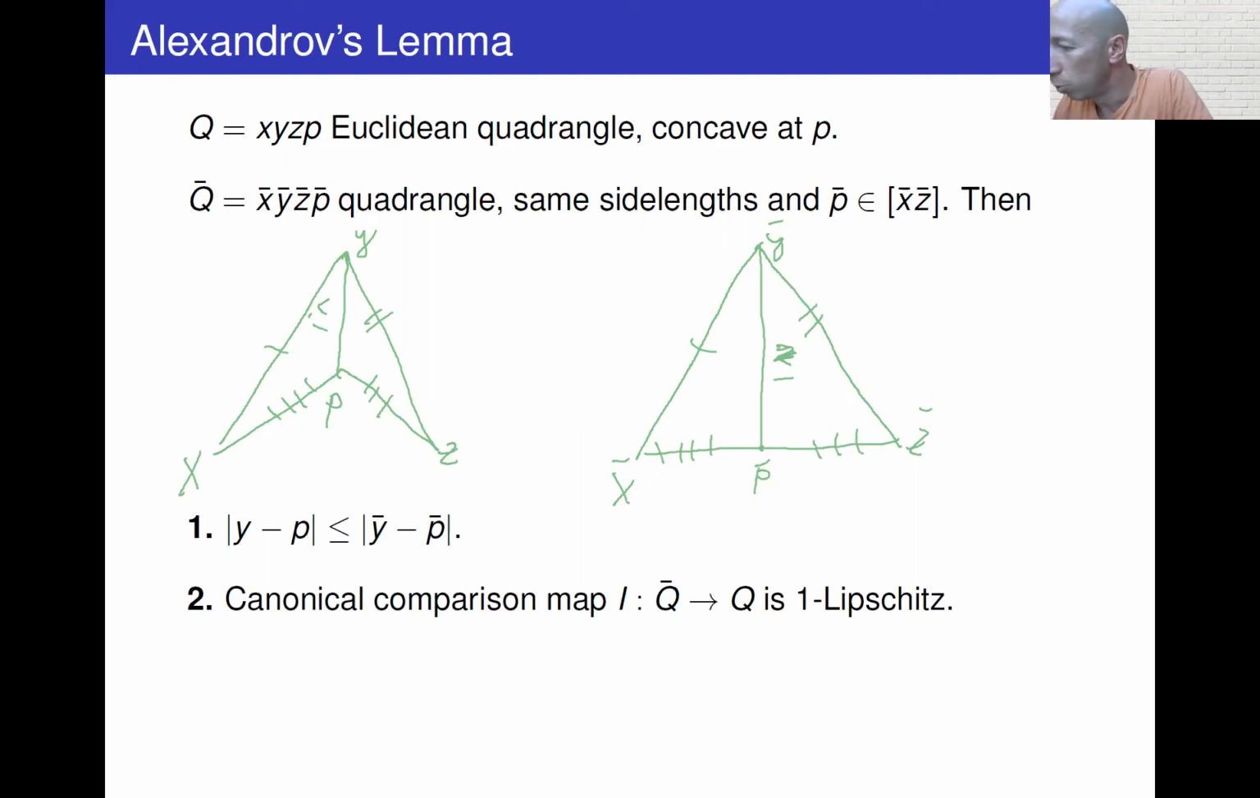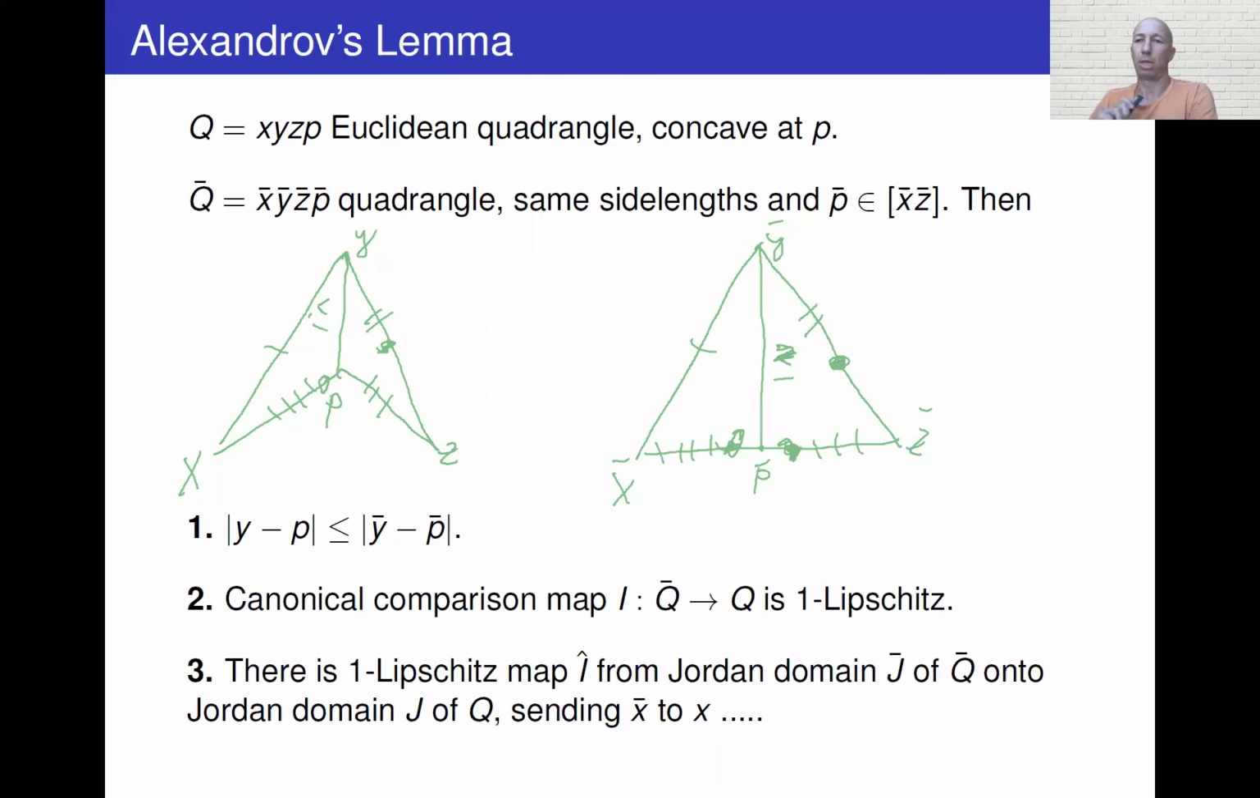So if we take two points on the side, here, there, here, and there, then the distance on the right is not less than the distance on the left. That's again not so obvious. But this, and even the stronger statement, which I will state now.